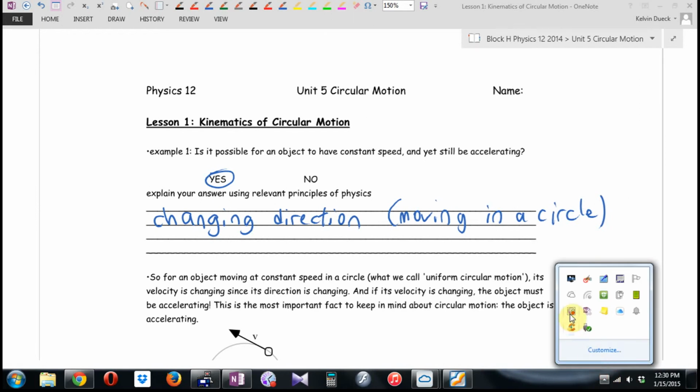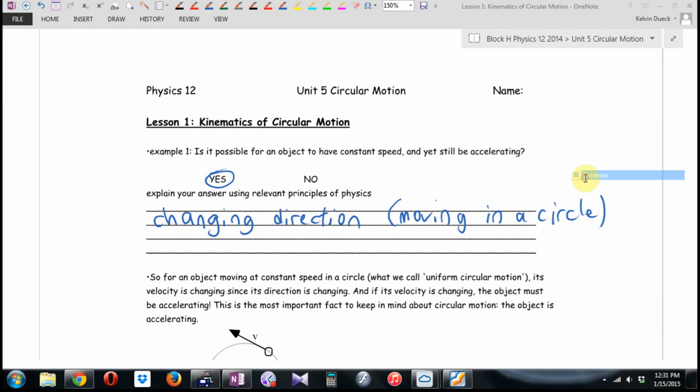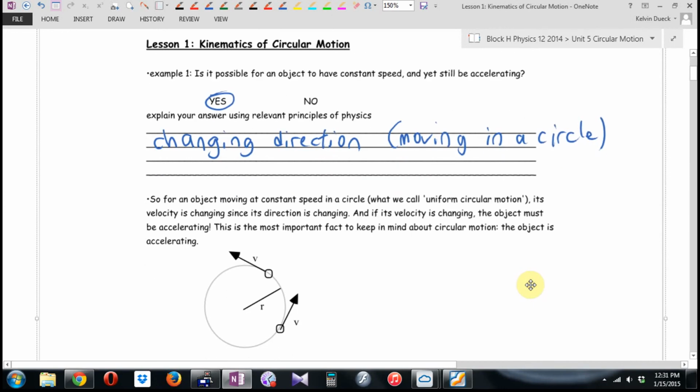You know what? We're talking about something like this. So for an object moving at a constant speed in a circle, and what we'll call that is uniform or constant circular motion, its velocity is changing because its direction is changing. And if your velocity is changing, you must be accelerating, because the definition of acceleration is a change in velocity over a given time.